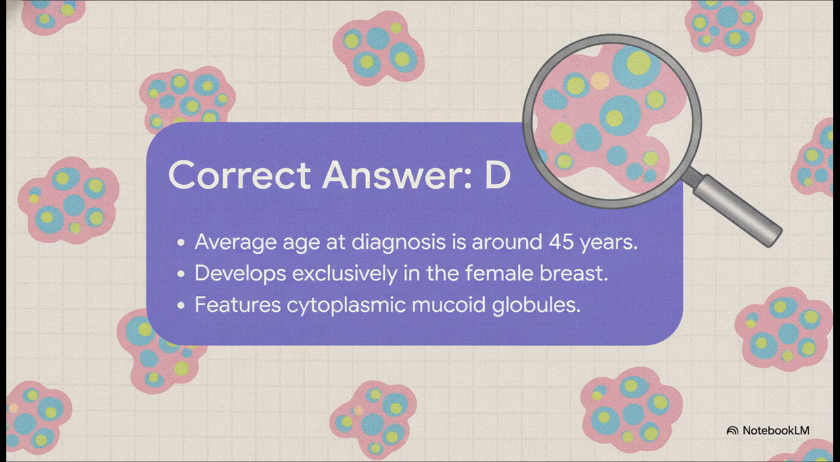Cytoplasmic mucoid globules are totally a hallmark of LCIS, and it does indeed develop exclusively in female breasts. And since it doesn't really show symptoms, the true population frequency is pretty tough to pin down. But the age is where option D gets it wrong. The average age at diagnosis is actually around 45 years old. That's a full 15 to 25 years younger than the average age for invasive breast cancer. So your exam pearl, LCIS is basically a risk marker that's typically found completely by accident in premenopausal women.